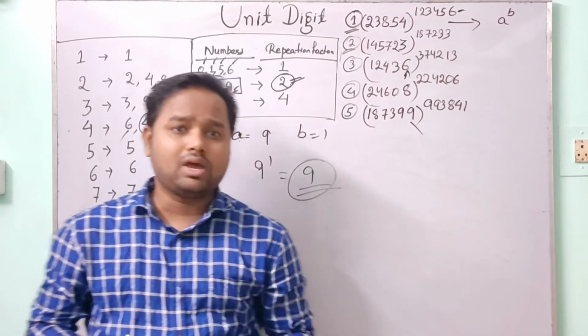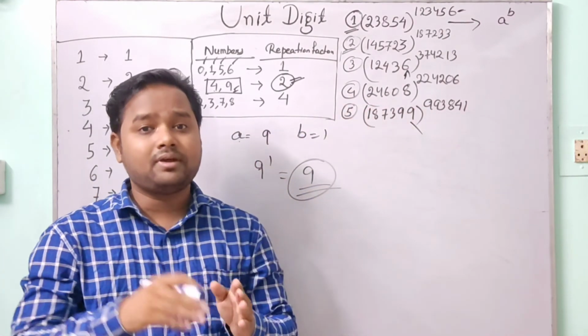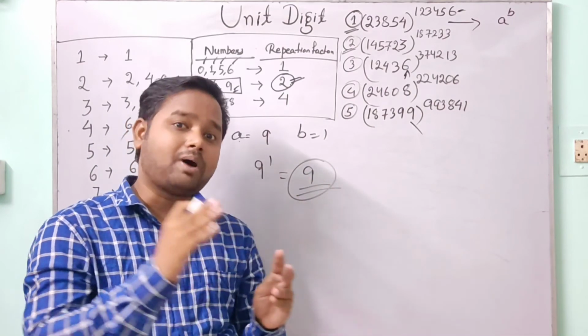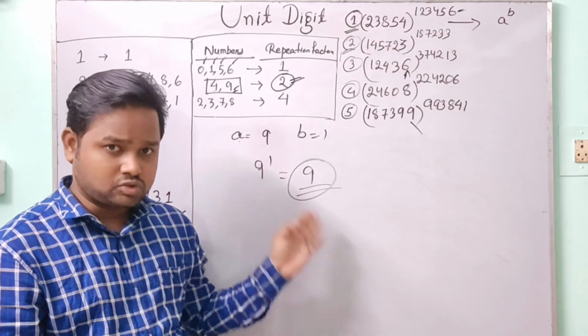So in this class we have studied how to find the unit digit of a power of a larger number, where the power is also a larger number, within a fraction of a second. So this class is over.